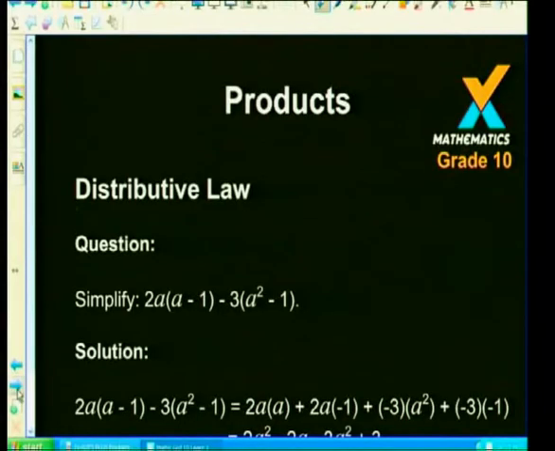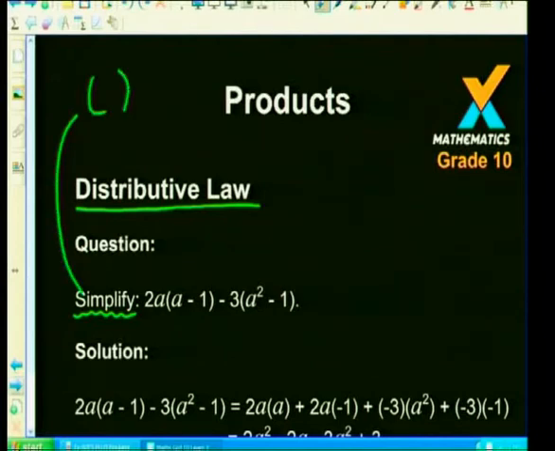So let's get straight in to multiplying out. What I'm going to be doing is a little bit of revision so that you can catch up and make sure you're up to speed, and then you'll see that it's actually quite easy and quite straightforward. Let's get started. In this first one, we're going to be looking at the distributive law, and they ask us to simplify. Now, what simplify really means is get rid of our brackets.